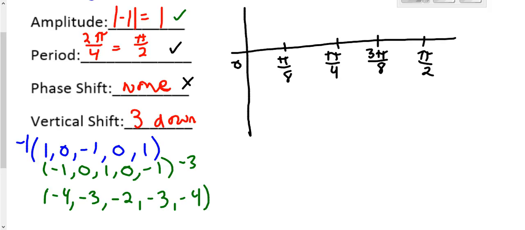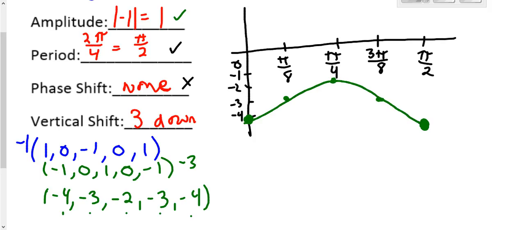So those are all the points that are going to go on my xy axis. So I need to go as low as negative 4. Negative 1, negative 2, negative 3, and negative 4. So at 0, I'm going to start here. 0 is negative 4. Then I'm going to go to negative 3. Then negative 2. Then negative 3. Then negative 4. So my graph will look like this. And there's the graph of this function.